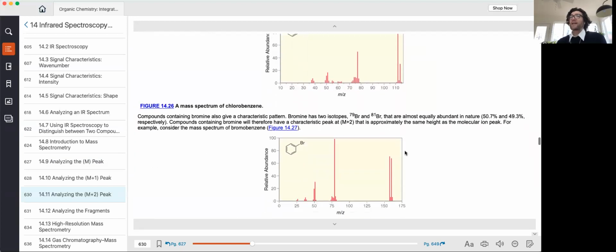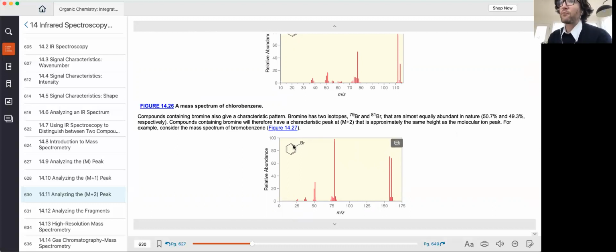Another atom that can give M+2 peaks is bromine. And the reason why bromine does this is, again, because of its isotopes. It has two isotopes, bromine-79 and bromine-81. And these are almost exactly equally naturally abundant. So the two peaks are typically very close in relative abundance in the spectrum.